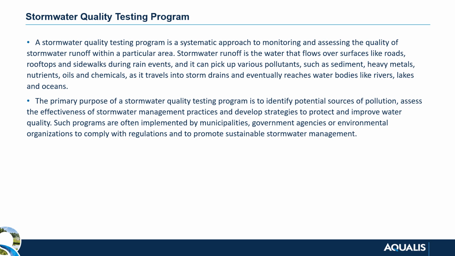The primary purpose of a stormwater quality testing program is to identify potential sources of pollution, assess the effectiveness of stormwater management practices, and develop strategies to protect and improve water quality. Such programs are often implemented by municipalities, government agencies, and environmental organizations to comply with regulations and to promote sustainable stormwater management.